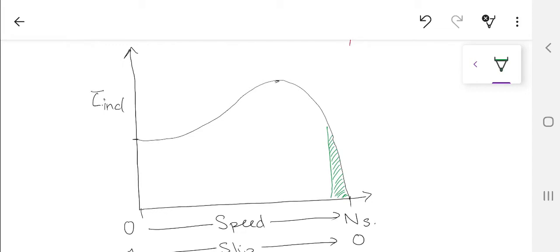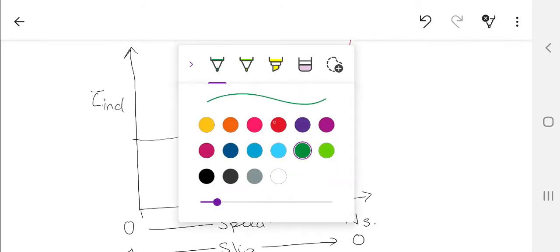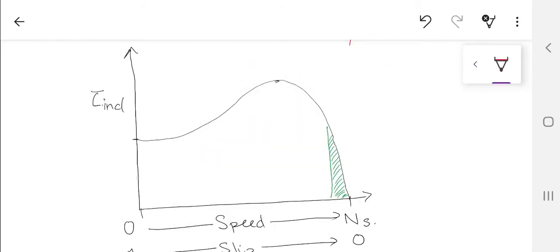Because if you have a load, and that load has a load line, let me draw that load line over here, then the point where it crosses the curve is the working point of your machine. So this green region was the working region of your machine, and this was the torque being produced from the fundamental.